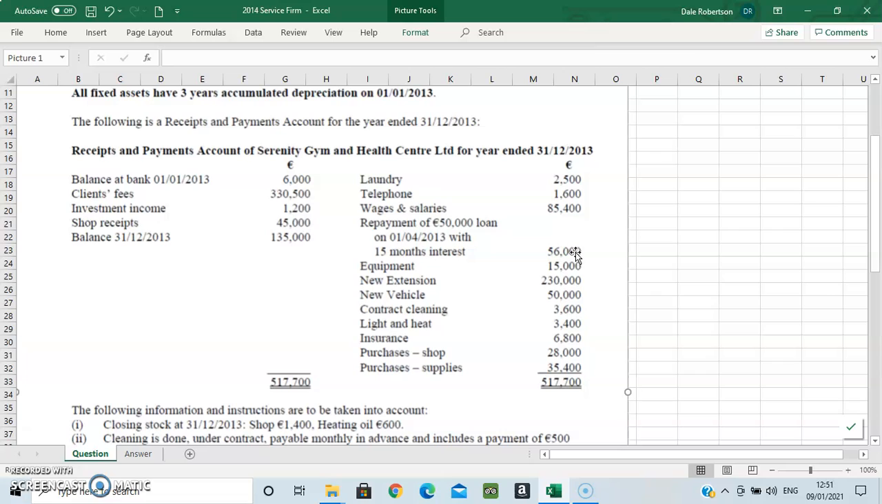They repaid a loan for 56,000. They bought equipment for 15. They built an extension for 230, and they bought a new vehicle for 50. That's about, when you add that up, around about 350,000 euro, roughly speaking, which is non-recurring expenditure, which does not usually happen, but happened this year.